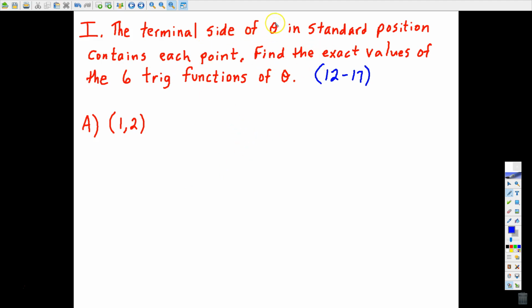The terminal side of some angle called theta in standard position contains each point. Okay, so what I'm going to do, first of all, is I'm going to do my xy plane, and I'm going to put the point 1, 2, doesn't have to be anything fancy. I'm going to put the point 1, 2. And what it's saying here is that theta comes out of the origin and it goes through that point 1, 2.